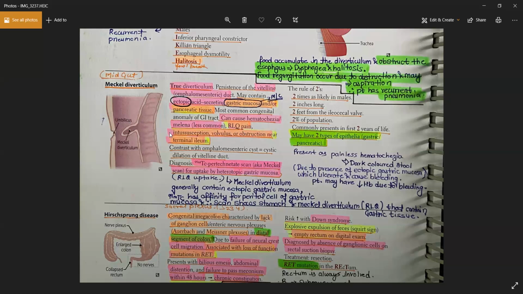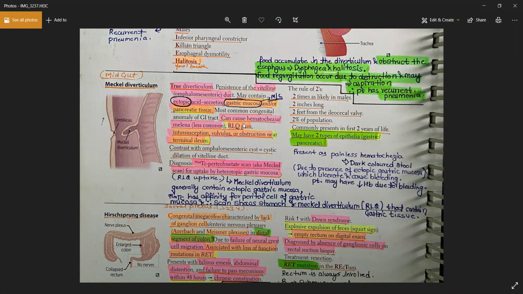Intussusception can happen. Very important. Meckel's diverticulum is a very important cause, or a pathological lead point, for intussusception. Volvulus can also happen. And obstruction can also happen, and the obstruction can lead to right lower quadrant pain.